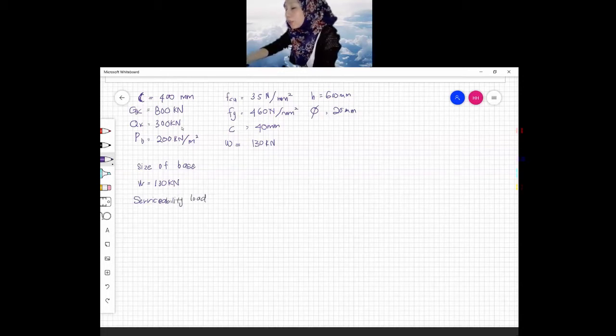So the serviceability load, we call it N, equals the formula 1.0 GK plus 1.0 QK plus 1.0 W. W is the self weight. So 1.0 times GK, GK you look at above.